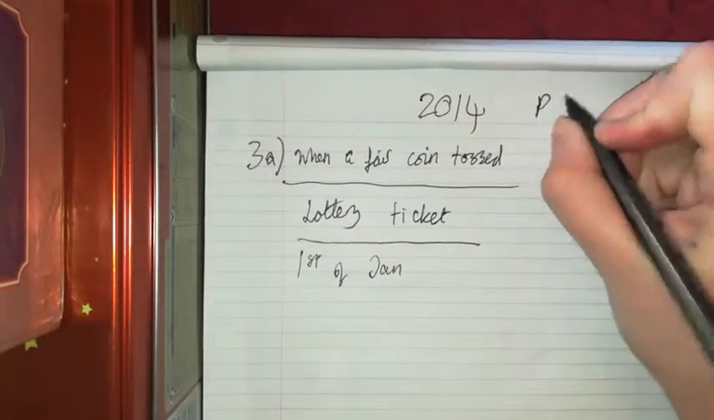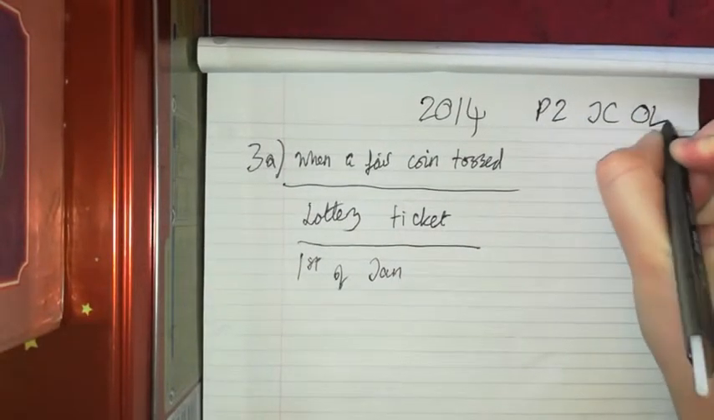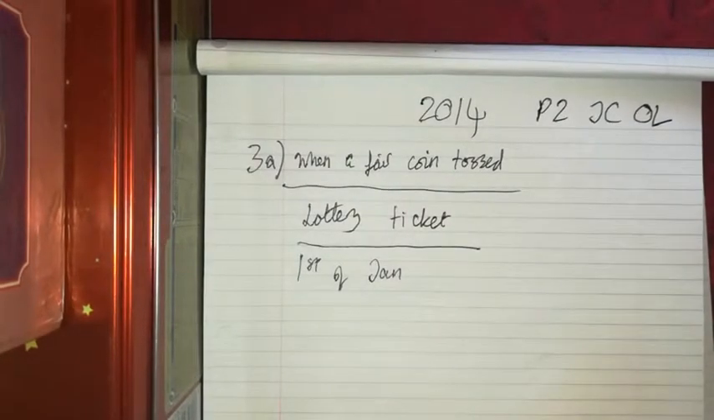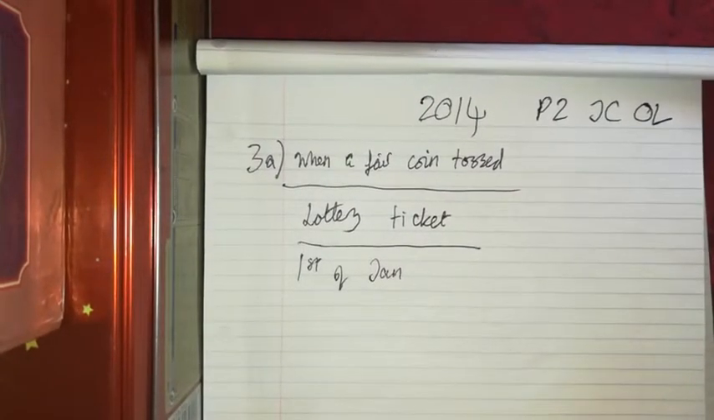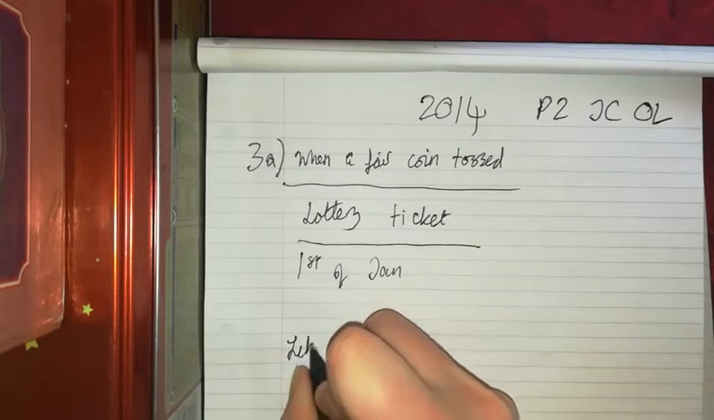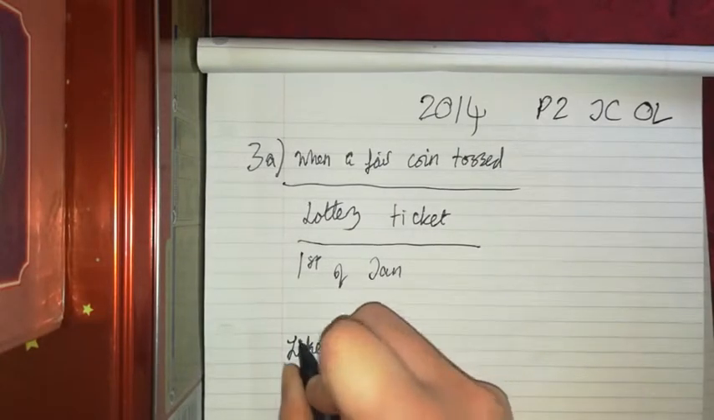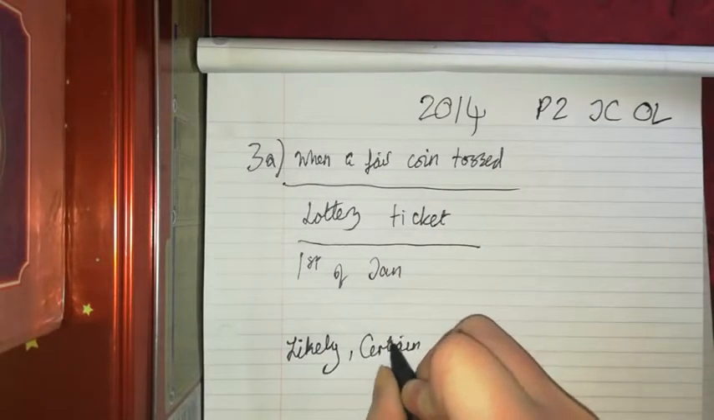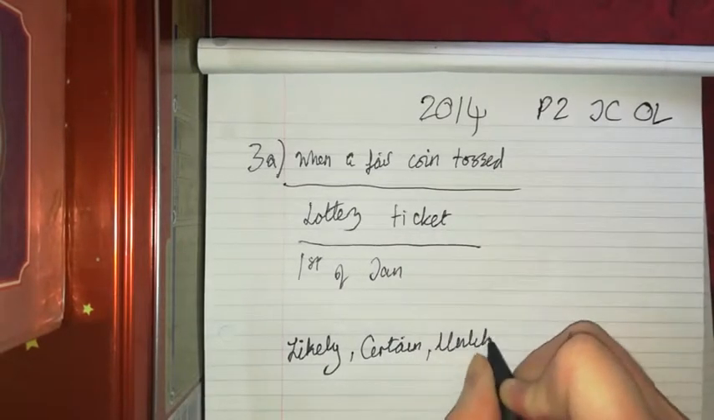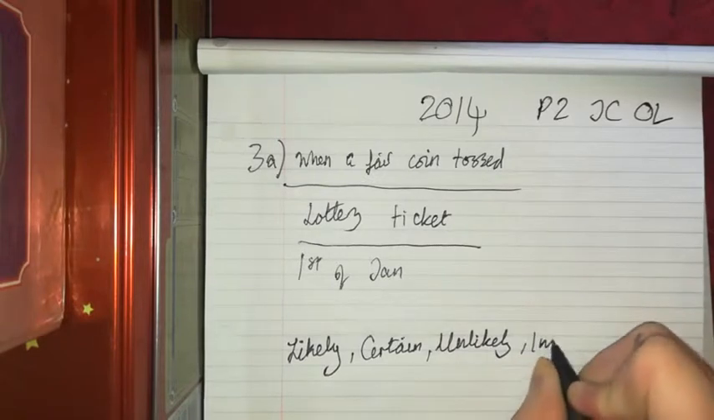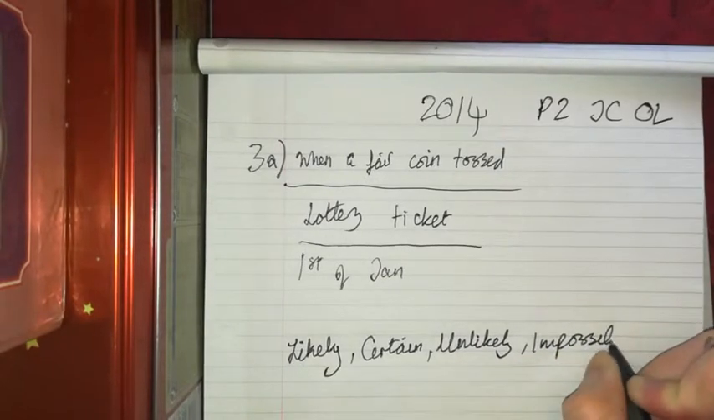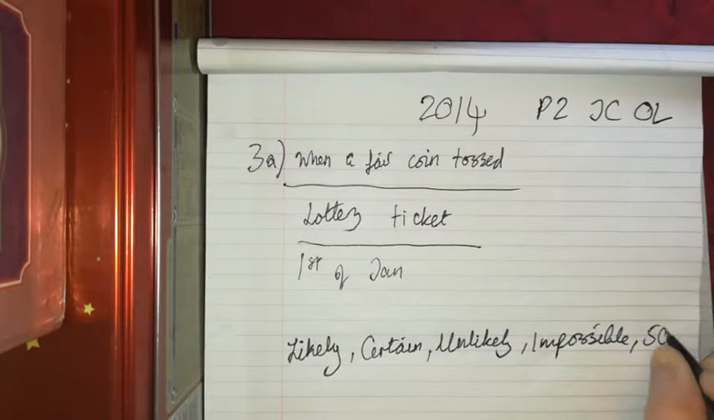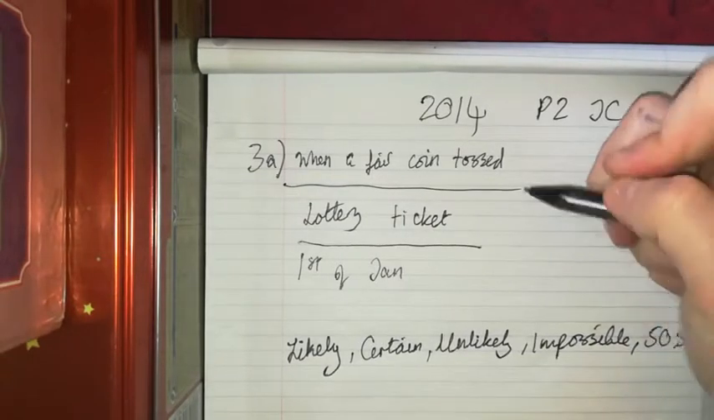2014. This is paper 2, Junior Cert Ordinary Level, and this is a question on probability. We're given terms to describe the probability of something: likely, certain, unlikely, impossible, and 50-50. We're asked to say what the probability of a few events is.